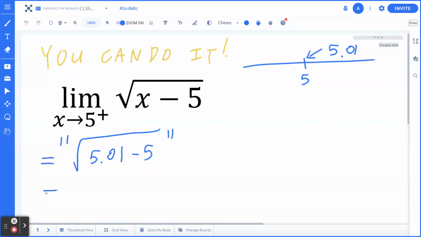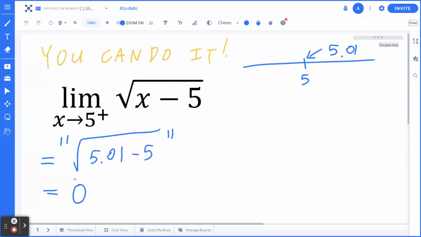Now, if you think about this, if we did plug in 5, for example, 5 minus 5 would be 0, and the square root of 0 would be 0. In this case, if you take 5.01 minus 5, that's going to be 0.01, and you take the square root of that. In the world of limits, that's pretty much approaching 0.